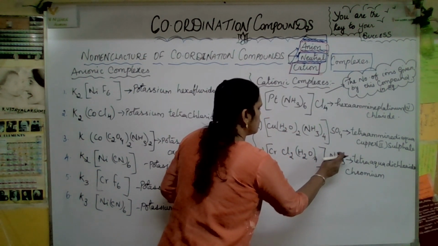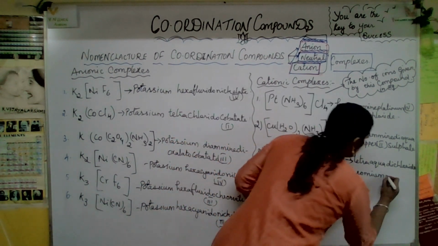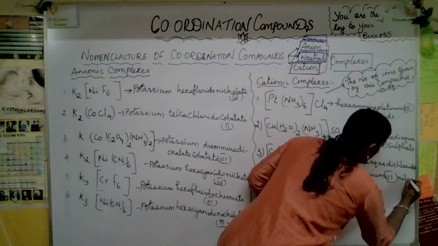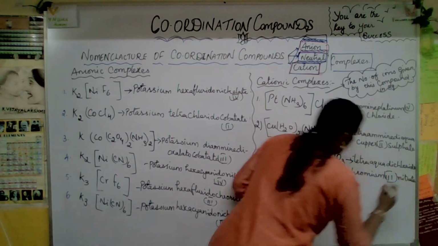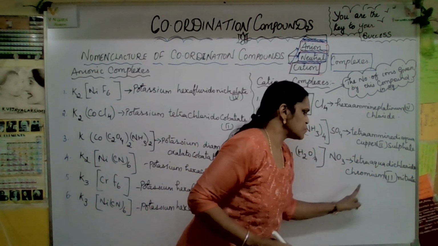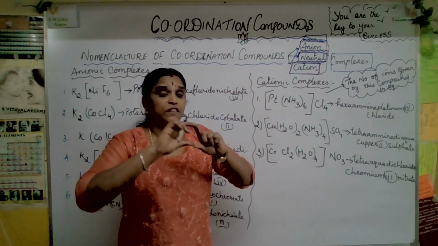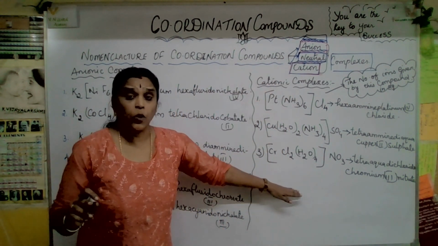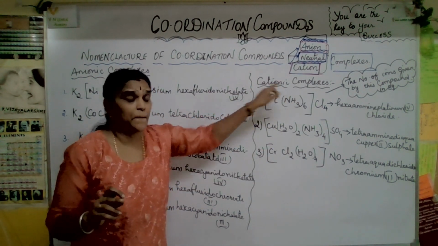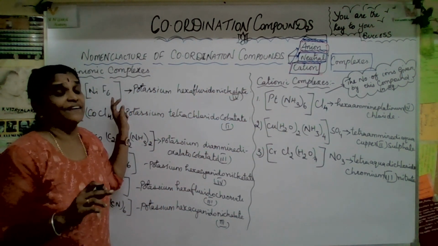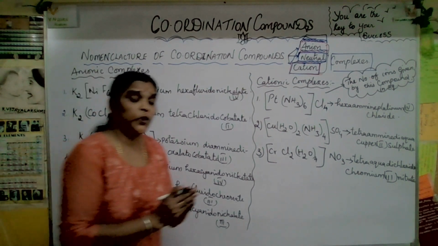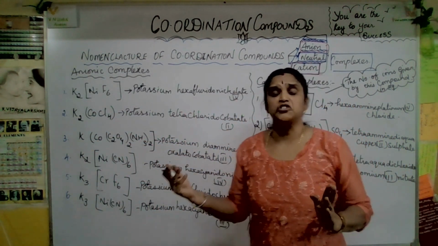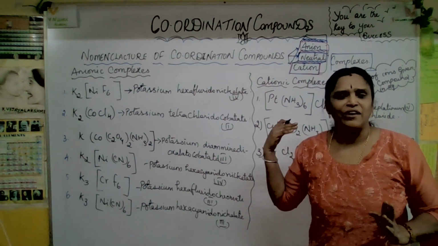This is 1 and this is 2, so 3 nitrate. Nitrate. See, there is no space. That's what I just brought here. Everything has to be in one word only. Hope you're clear. How do we write cationic complexes, and how do we write anionic complexes? What do you mean by anionic complexes and cationic complexes? How do we differentiate them?